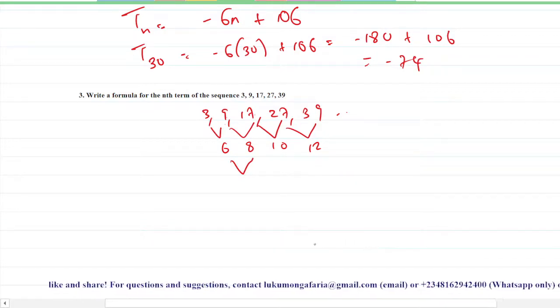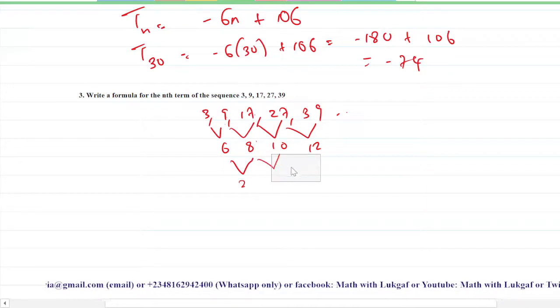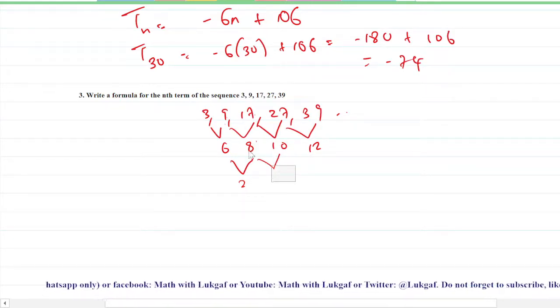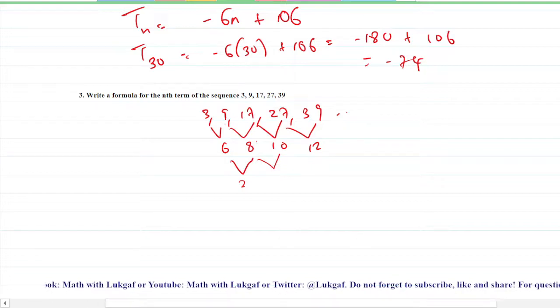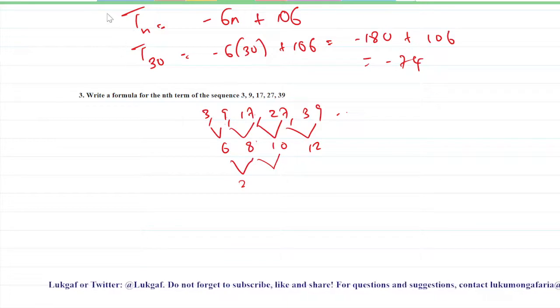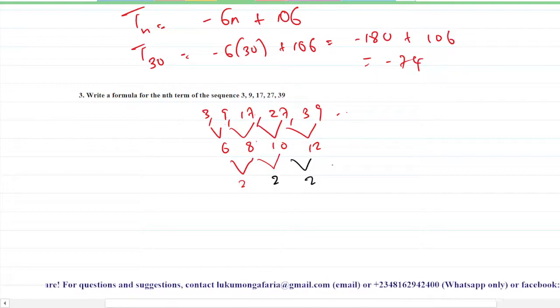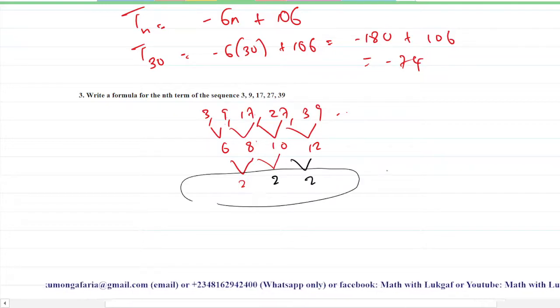So now if you subtract again, 8 minus 6 will give me 2, 10 minus 8 is also 2, and 12 minus 10 is also 2. Excuse me, let me change my pen. What do you observe? You observe that we now have a constant term, but at the second difference.